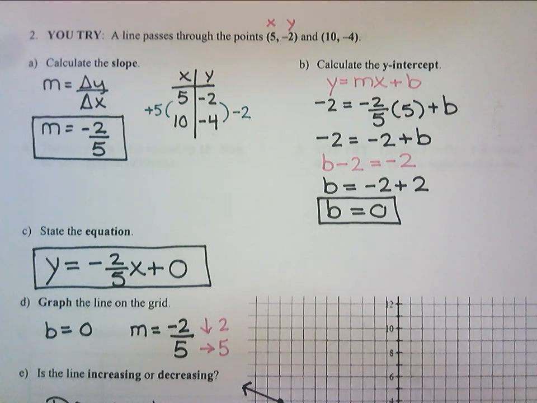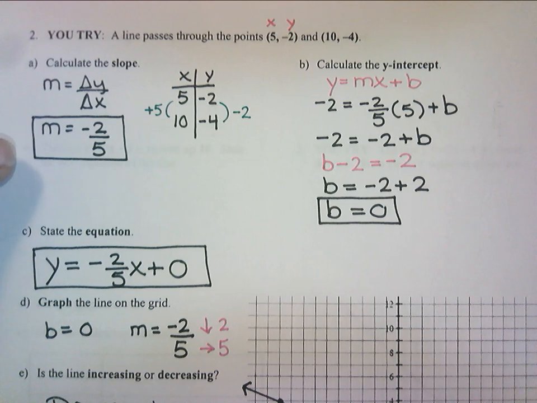In this lesson, we're going to continue our lesson on equations of lines and transformations. So you were supposed to solve question number 2 yourself, so we are just going to take up those answers. This time our line was going through (5, -2) and (10, -4).